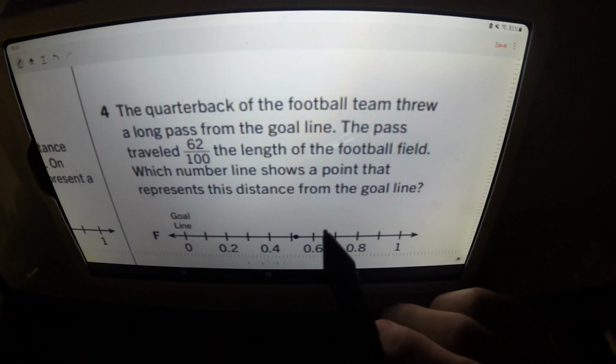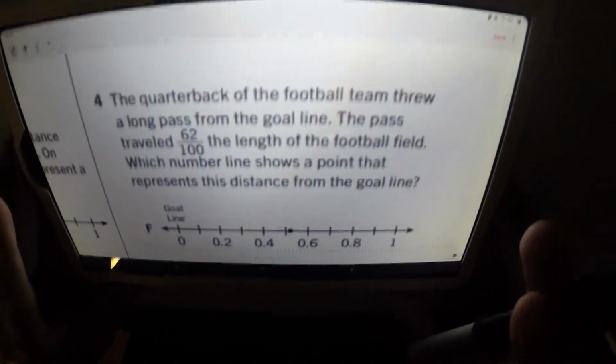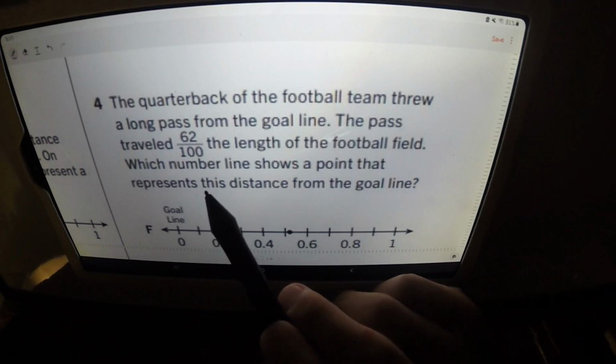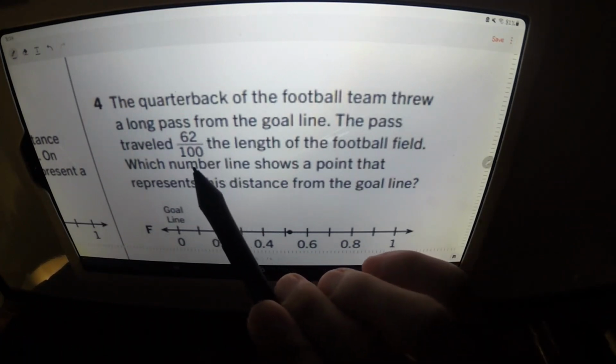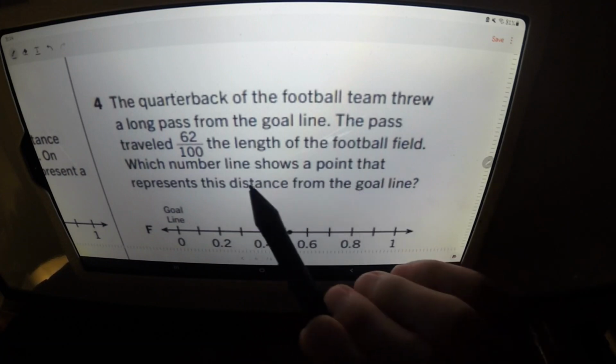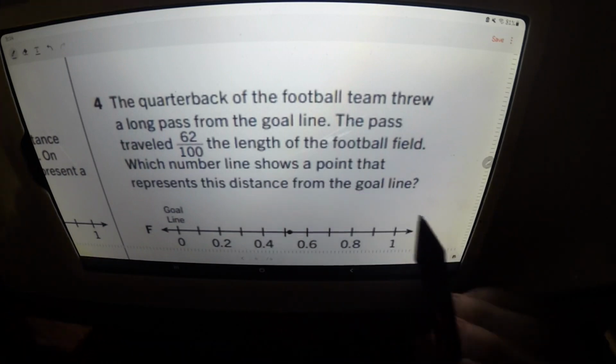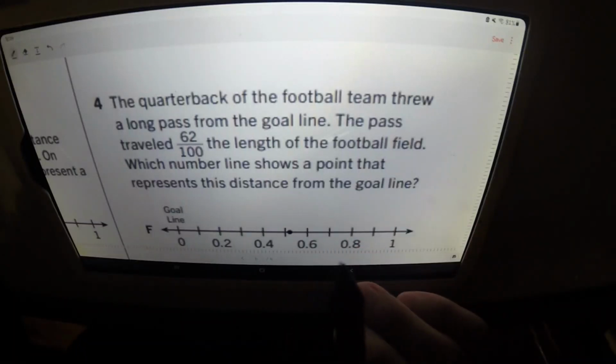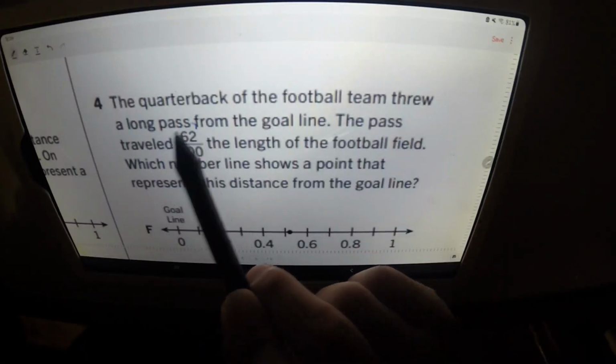The quarterback of the football team threw a long pass from the goal line. The pass traveled 62 over 100, 62 hundredths is another way to read that, the length of the football field. Which number line shows a point that represents the distance from the goal line? So we're looking for something that represents this 62 over 100.